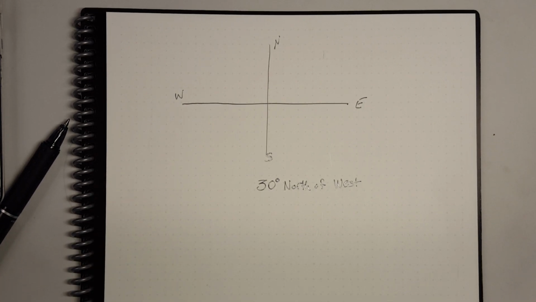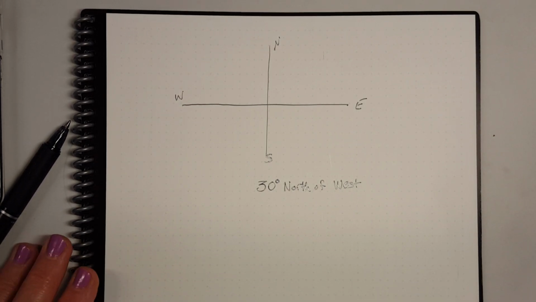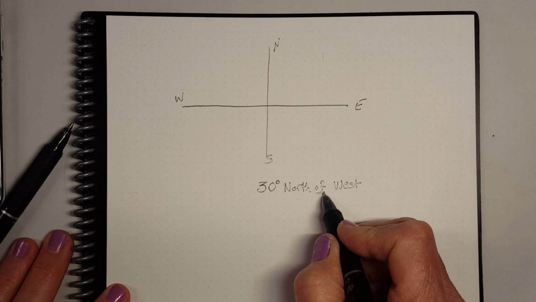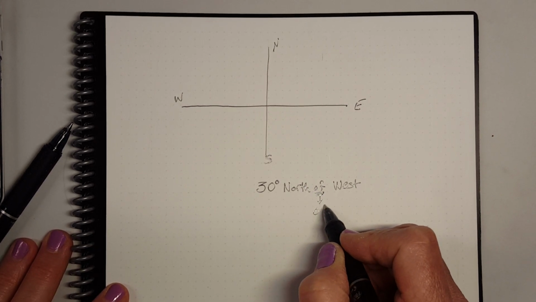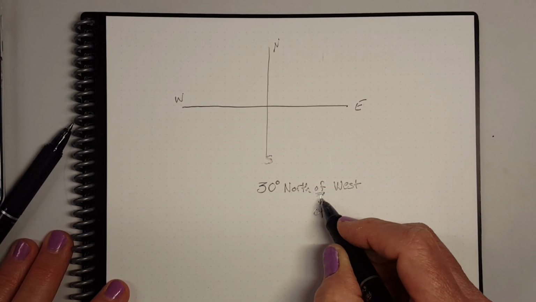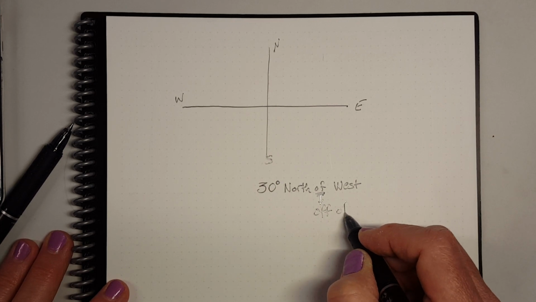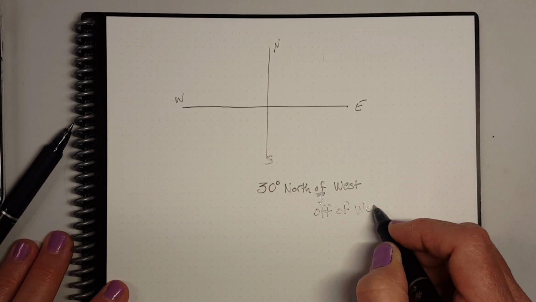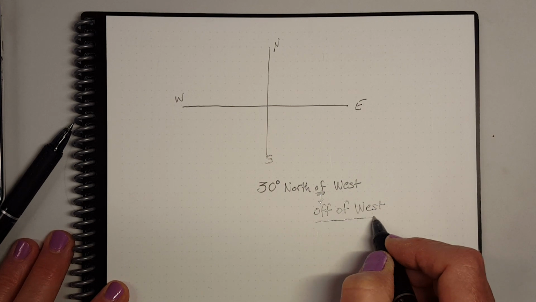30 degrees north of west. So what I like to think of is change this word to "off of." Instead of north of west, it's north off of west, because that gives you where you're starting.